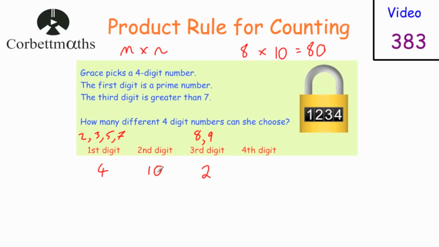So there's 10 different choices for digit 2, and there's 10 different choices for digit 4. So what that means is, if we want to find out how many possible 4-digit codes you can choose, we could multiply these numbers together. We could do 4 times 10 times 2 times 10. And 4 times 10 is 40, times 2 is 80, times 10 is 800. So that means there's 800 different possible numbers you could choose. We could try and list them all if you wanted to, but with there being 800, I'd rather use this technique.